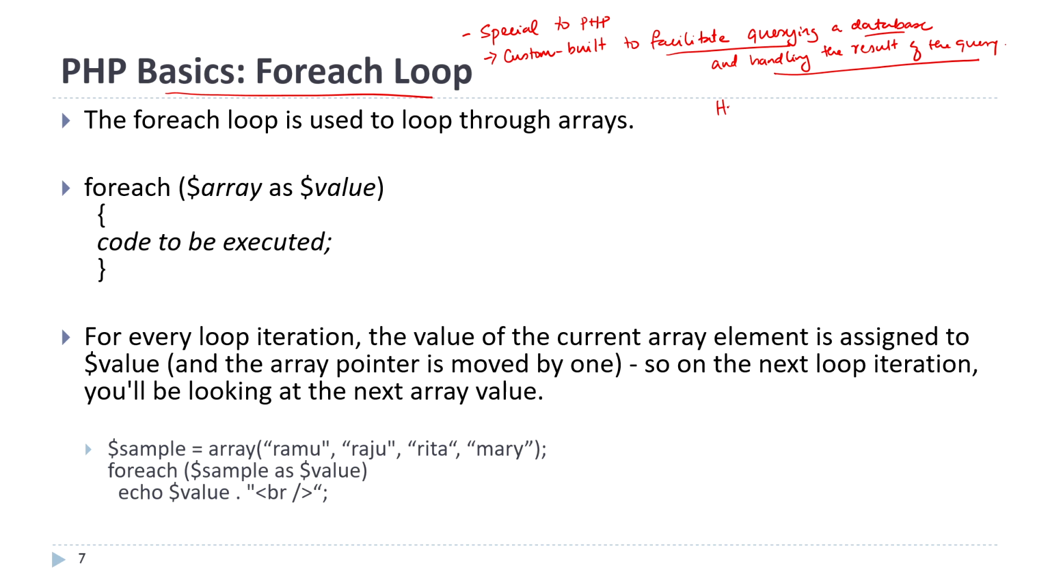So, how does the result of the query come in a page? How does the query result come to PHP? How do you do that? In the form of an associative array.